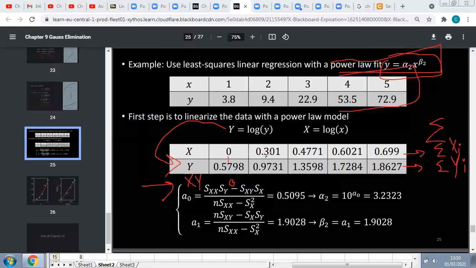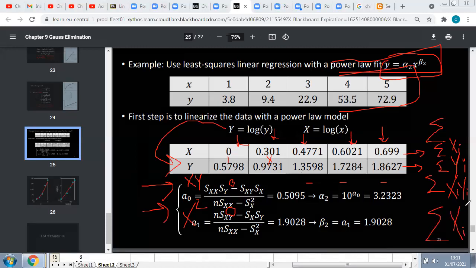So here it's 0, here it's 0.301 times 0.9731, etc. I will repeat it for all points. And once I do it, I do the summation for 1, 2, 3, 4, and 5. So here n is equal to 5 in this case. And now I get the summation of xi yi. The last step: I still need the sum of x squared. So I should also add a row of x squared. So I will have 0, 0.301 squared, 0.4771 squared, etc. Then once I am done, I do the summation of xi squared.